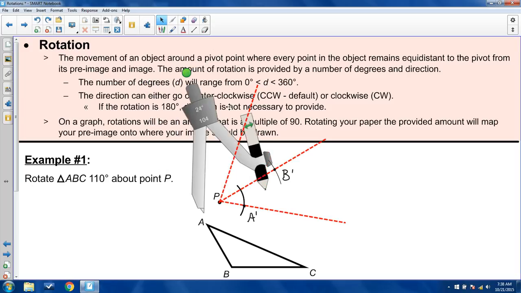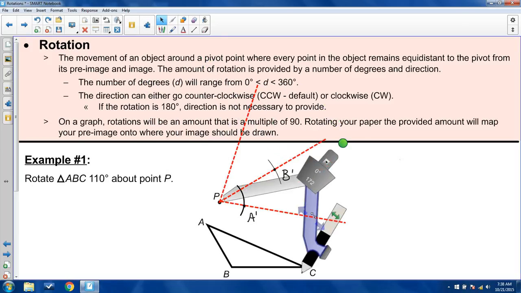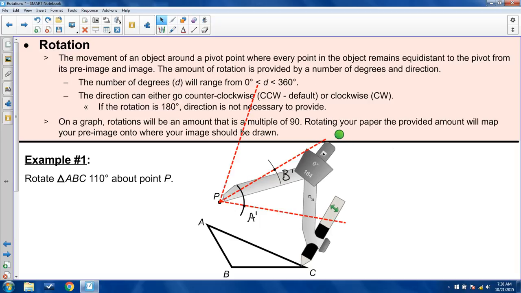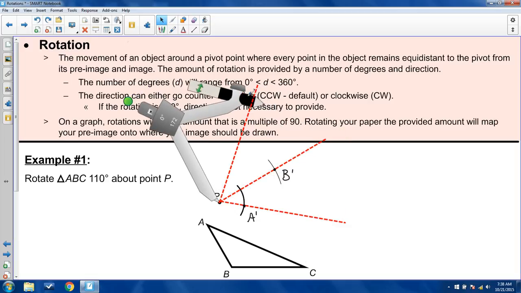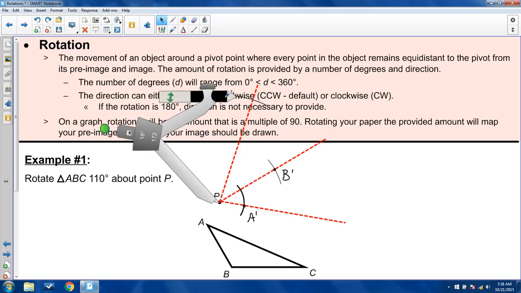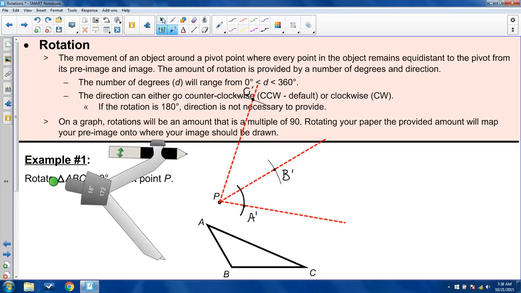So remember, this is the 110 degrees from here to here. So now if I take my compass and find out the width of PC, I can then find where PC prime will be. PC prime will end up somewhere up here. There we are. Now go ahead and plot a point right there. I'll call that C prime as best as you can see it. I can actually get rid of the compass now. It's not necessary for me anymore.